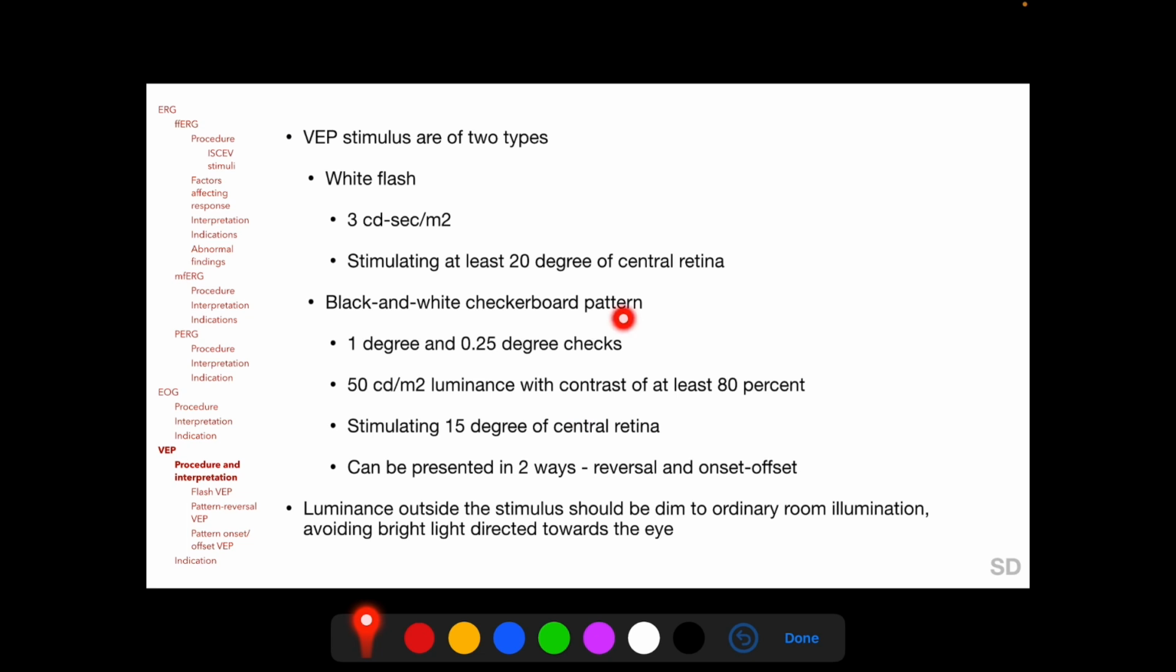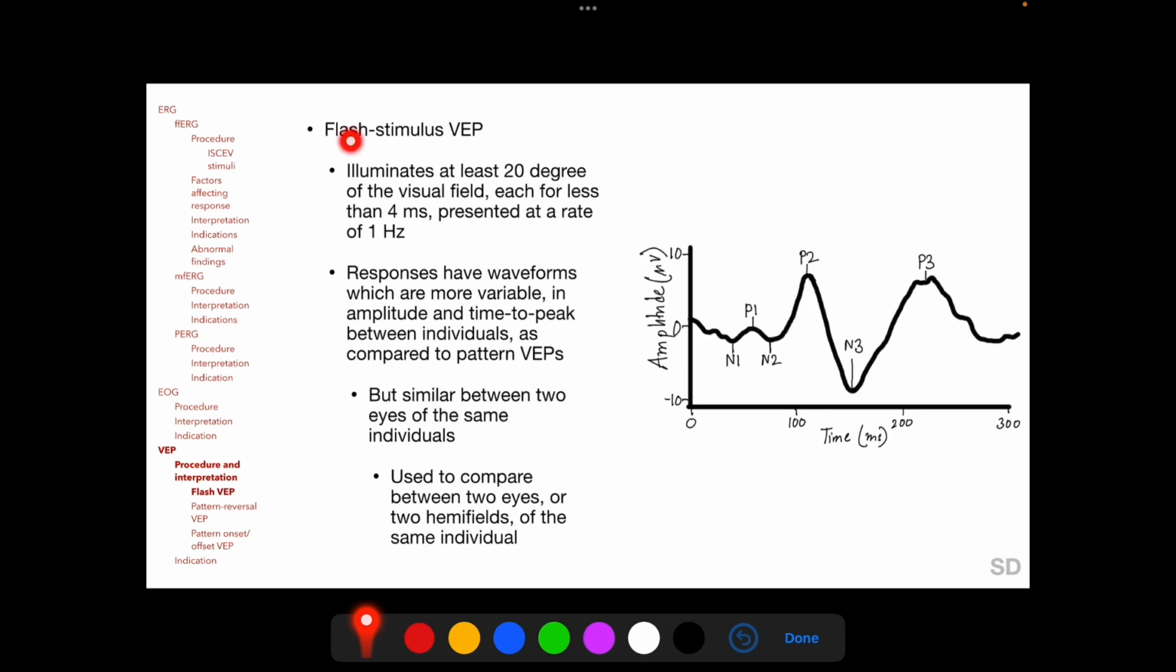And the pattern stimulus can be presented in two ways, either as pattern reversal or pattern onset offset. In flash stimulus VEP, the stimulus illuminates at least the central 20 degrees of the visual field, and each stimulus is presented for less than 4 milliseconds and repeats at a rate of 1 Hz.